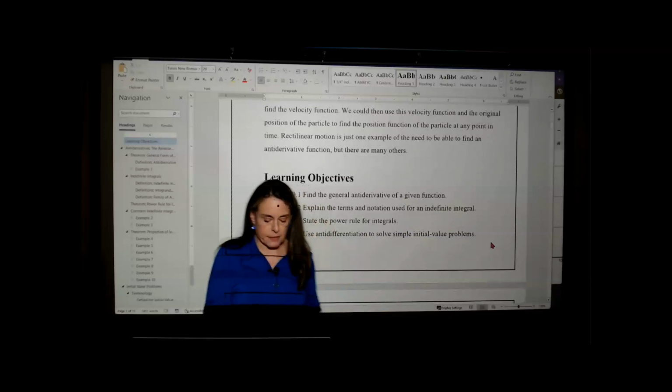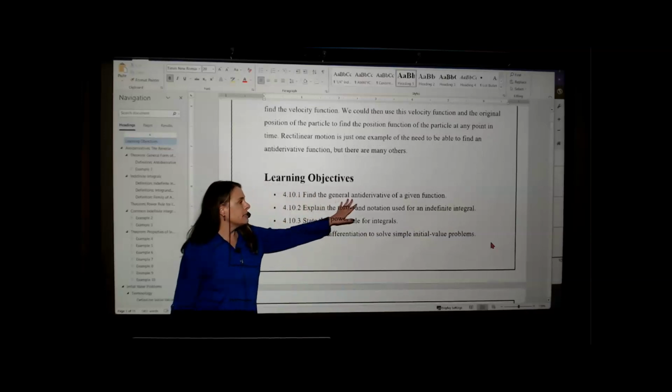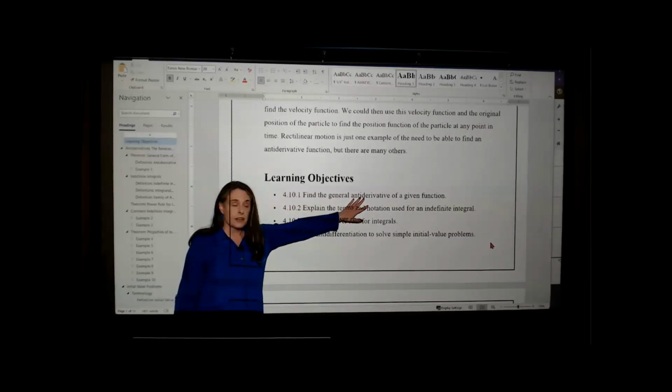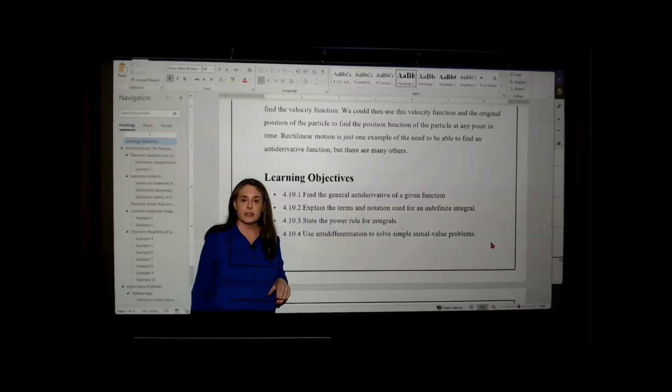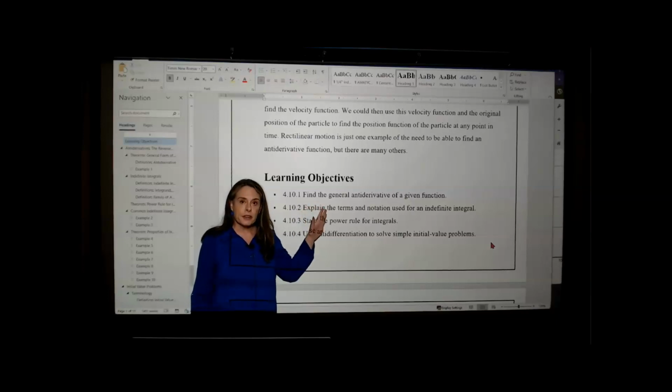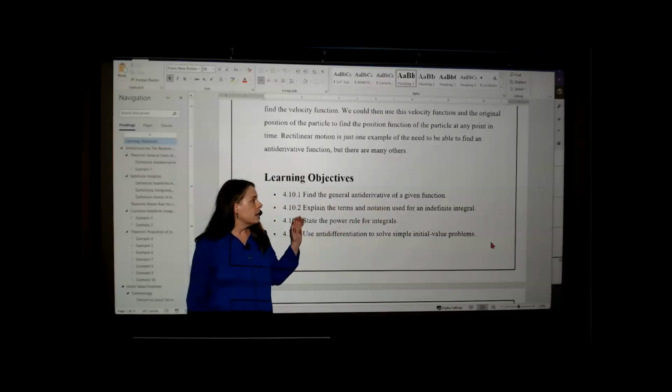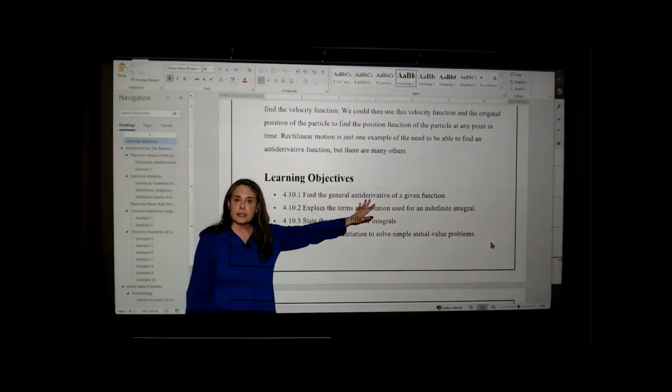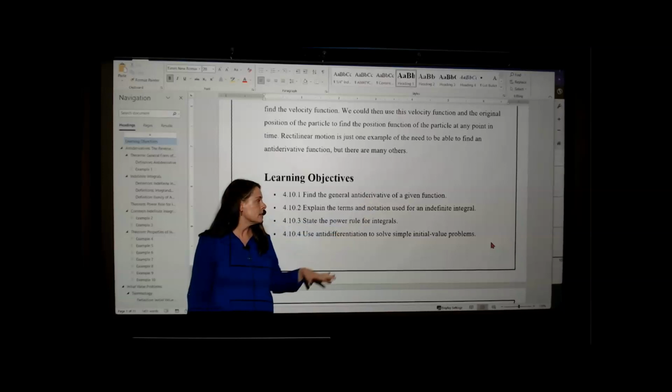In the learning objectives, we're going to start by finding the general antiderivative of a given function. This is the uppercase letter F, the one whose derivative gives us back the lowercase f. This will be good up to a constant plus c. So we'll give the antiderivative function as uppercase F of x plus a constant.